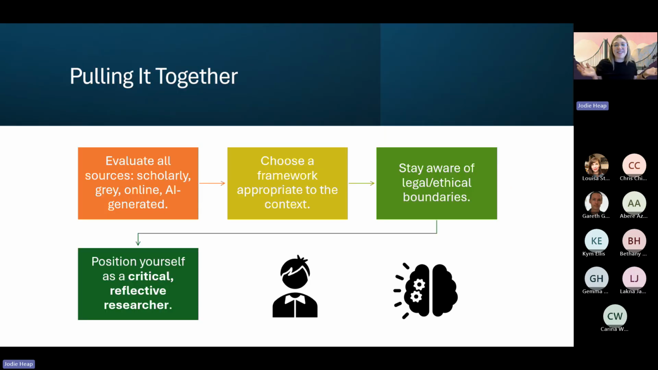So to pull the session together on evaluating information sources, it's really important that we evaluate all information that we come across, whether that is in our professional lives or our personal lives. There are a plethora of frameworks that can be used to support that process. It's important we stay aware of the legal and ethical boundaries that exist within the realms that we are engaging in, and just keep thinking of yourself, take a step back and think of yourself as a critical, reflective researcher. What would that person do? How would they handle this situation? And I find that works quite well to steer us in the correct direction.